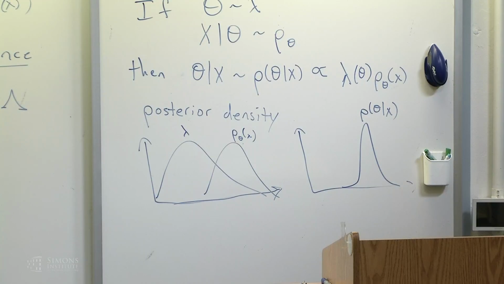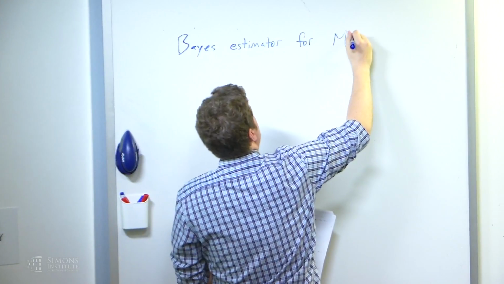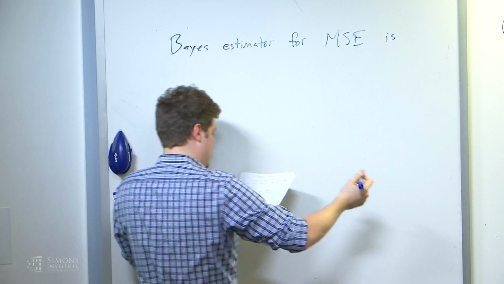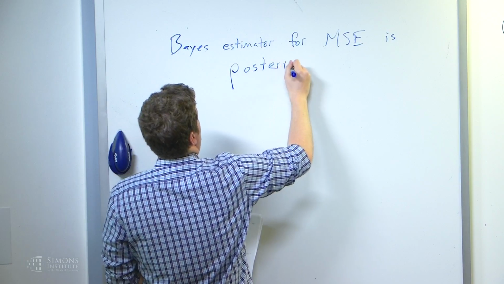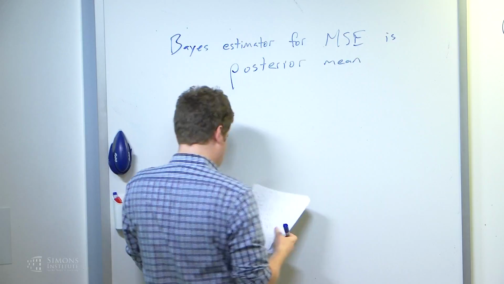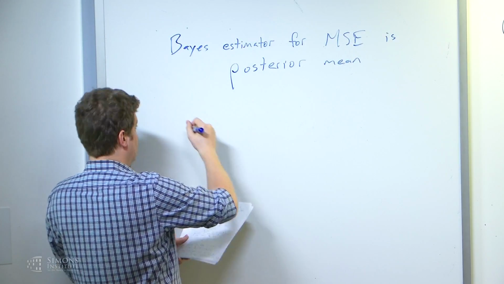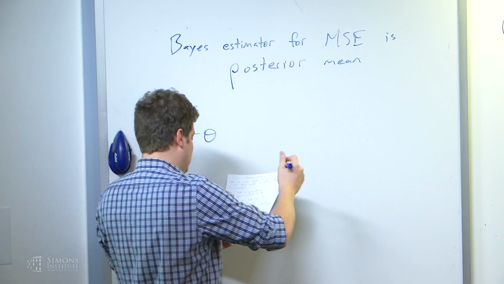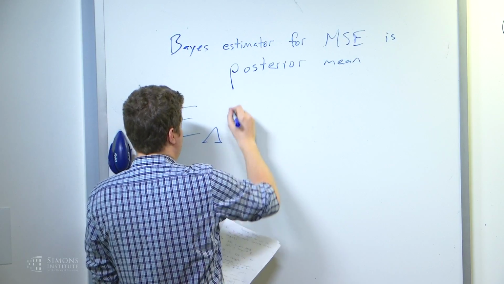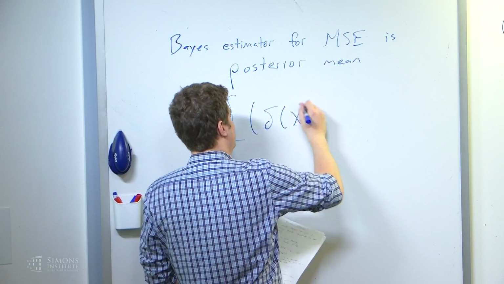So the Bayes estimator for the mean squared error is just the posterior mean. So to minimize, we want to minimize E. Now lambda is the distribution controlling everything.